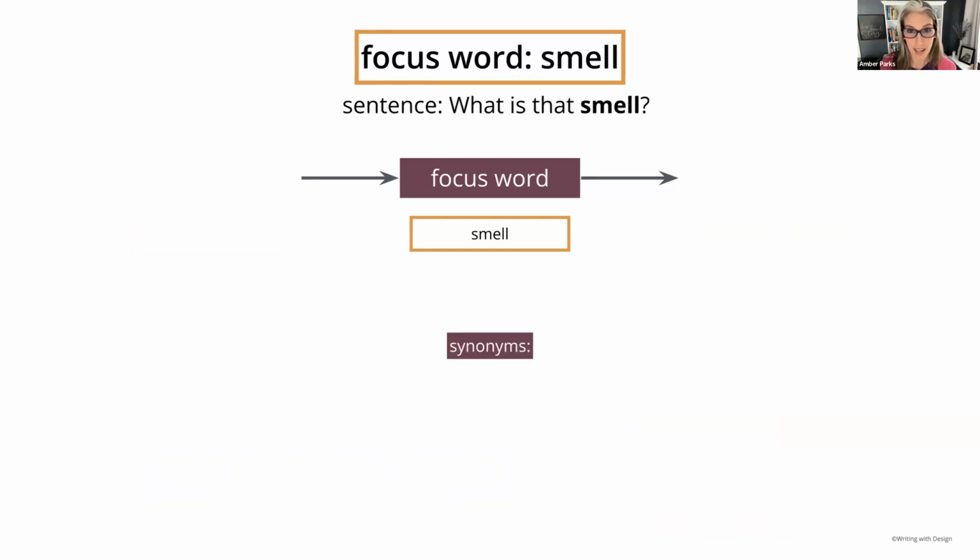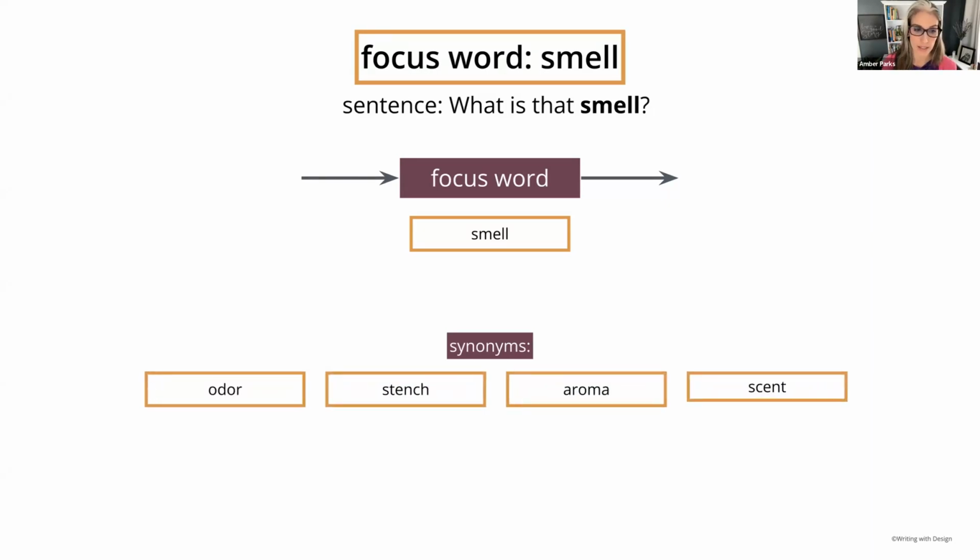We've got smell as another focus word. What's that smell is the question. And you can see here, we've got four in this case: odor, stench, aroma, and scent. So you'll want to walk through the steps and just talk through, how are they related? What's the difference between an odor and aroma, or an odor and a stench even? How are they related? What's the difference between a stench and a smell? So you just ask questions about, what are the connections between these words? How are they connected? Is there a sequence of them?